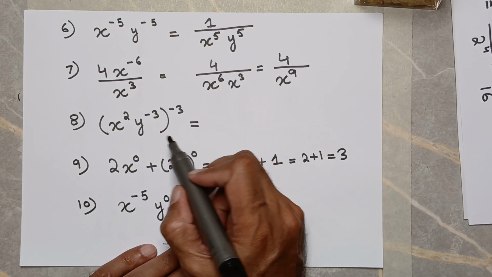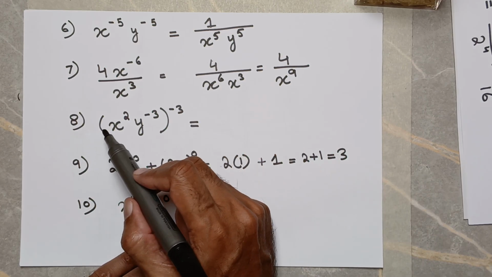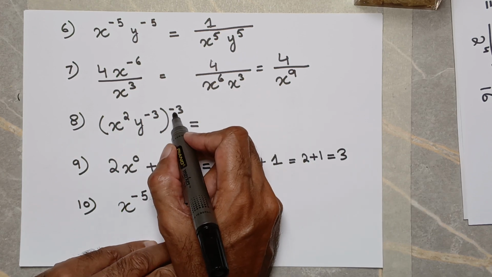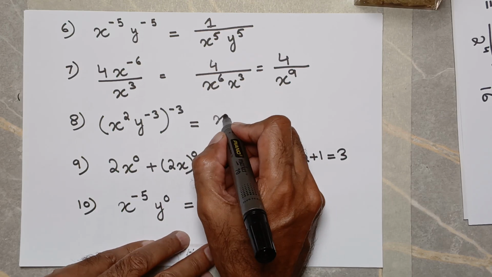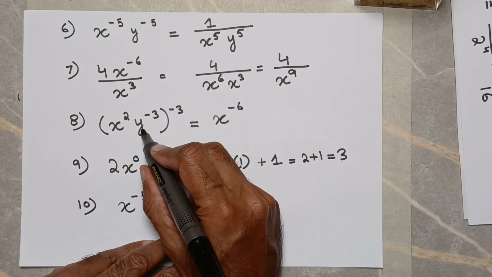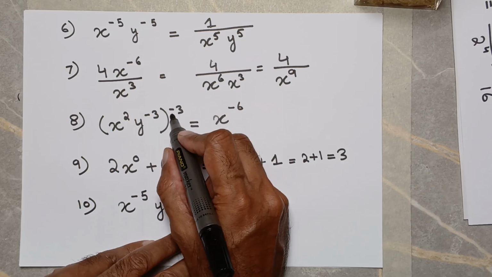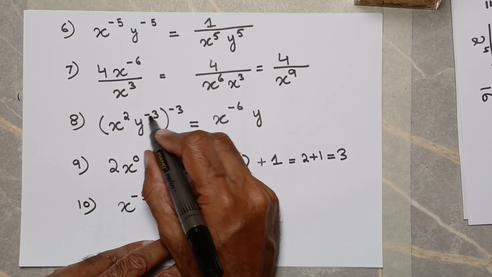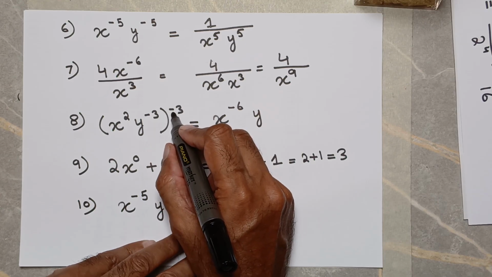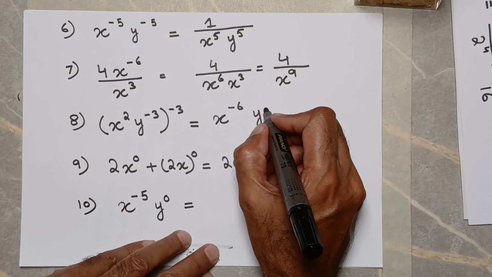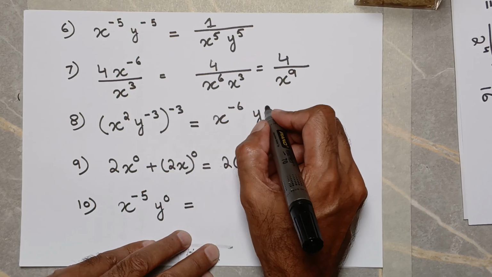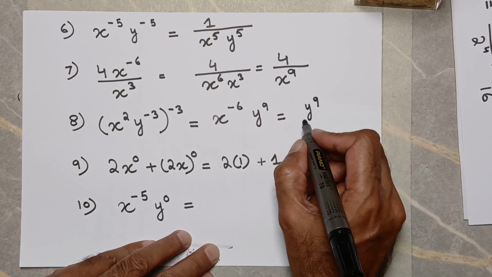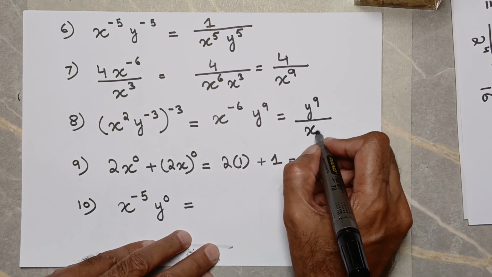I hope up till now you have completed question number 8. If not, okay, let me solve it for you. x raised to the power 2 and minus 3. We will get x to the minus 6, and y to the minus 3 multiplied by the whole exponent minus 3. Minus multiplied with the minus of the other exponent will give you a plus sign, positive, and 3 multiplied by 3 will give you 9. So you can simply write it as y to the 9.